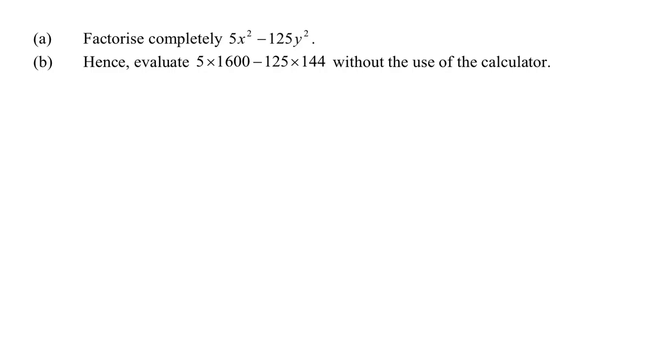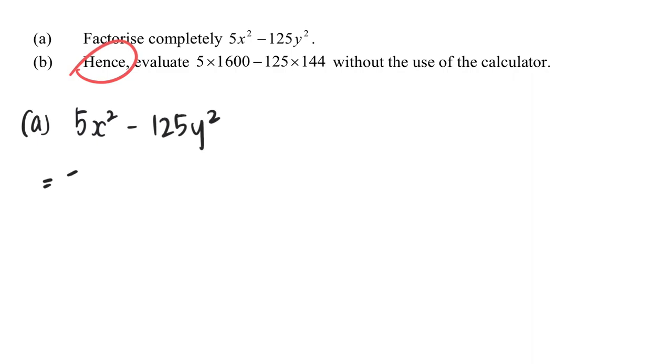Hello everyone, welcome to this video where we are required to first factorize 5x squared minus 125y squared and hence evaluate 5 times 1600 minus 125 times 144. Alright, so for part A, 5x squared minus 125y squared.